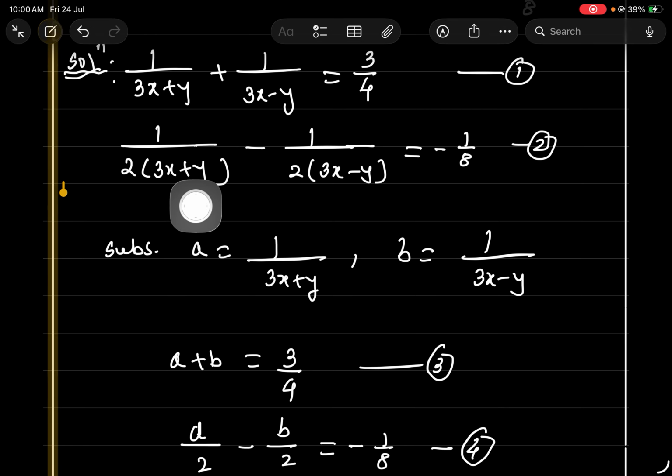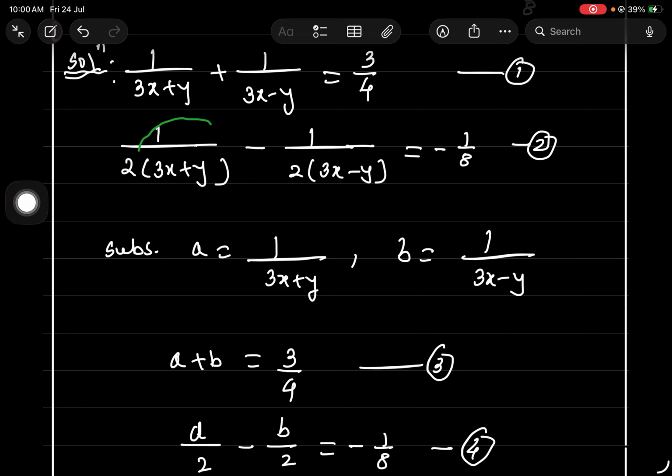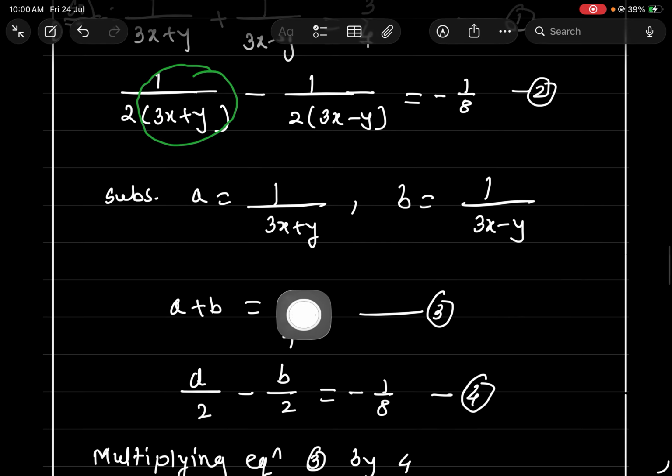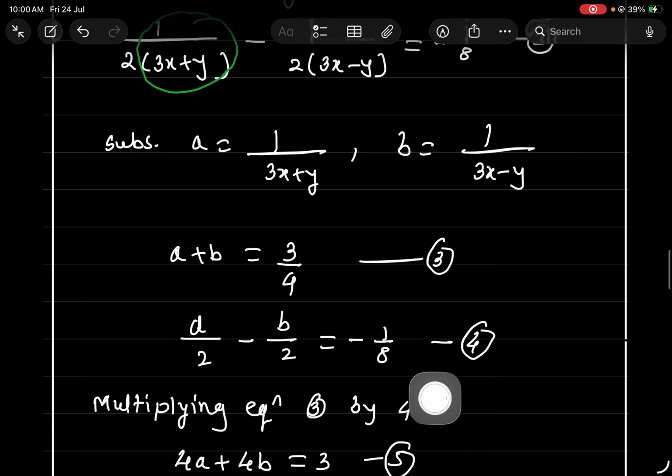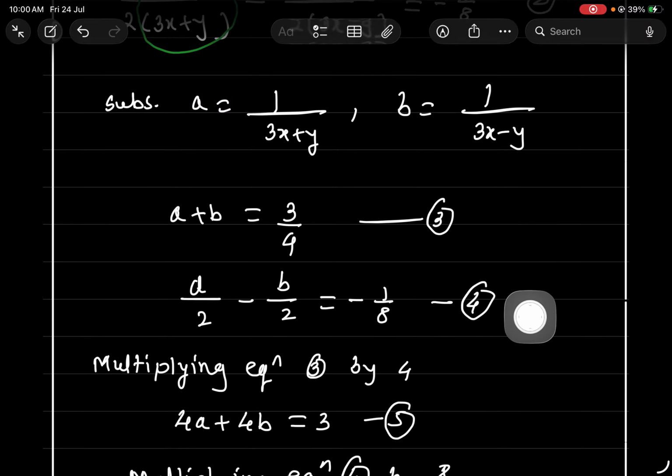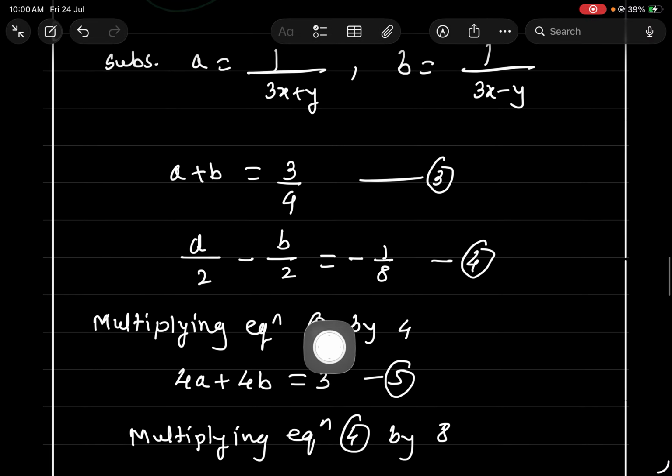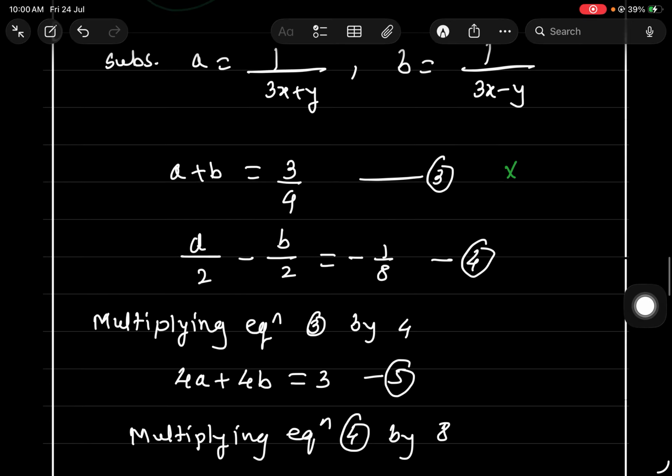Here 1 upon 3x plus y means it is a. So what will come: a upon 2 will come here, then b upon 2, equal to minus 1 upon 8. So this equation is 3 upon 4. Then here, multiplying equation 3 by 4, what we have to do is multiply this third equation by 4.